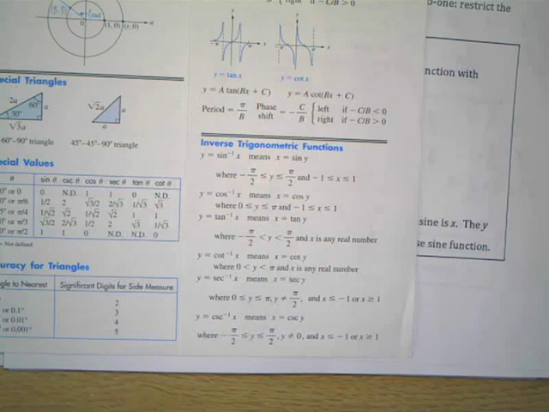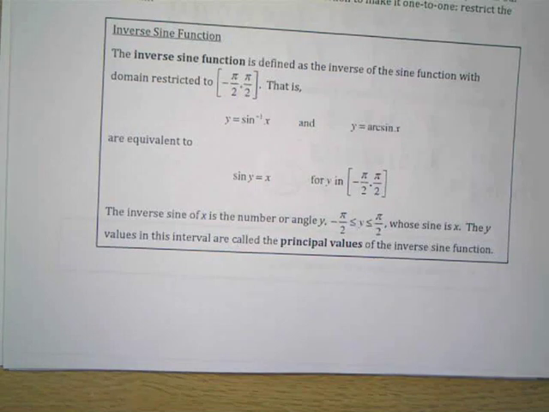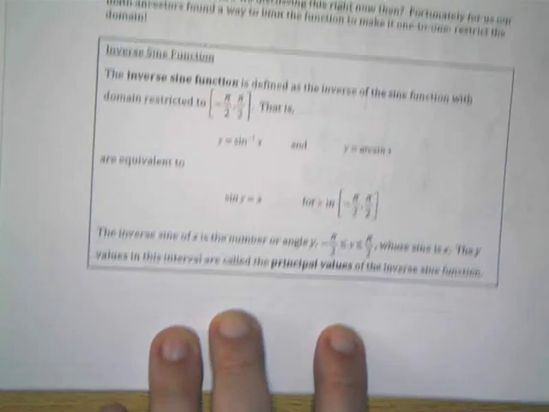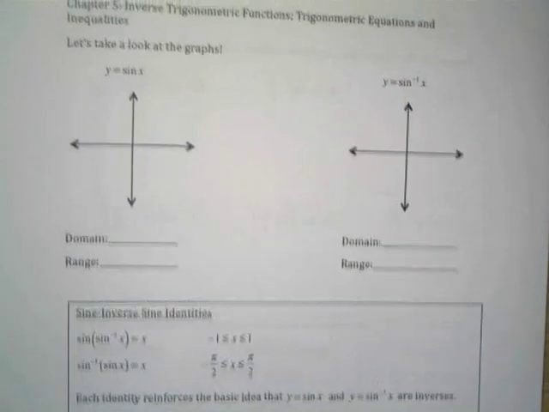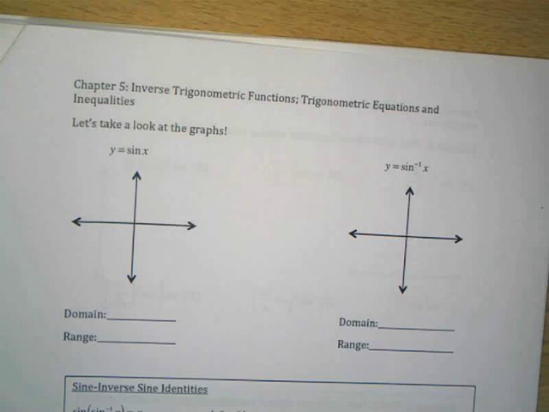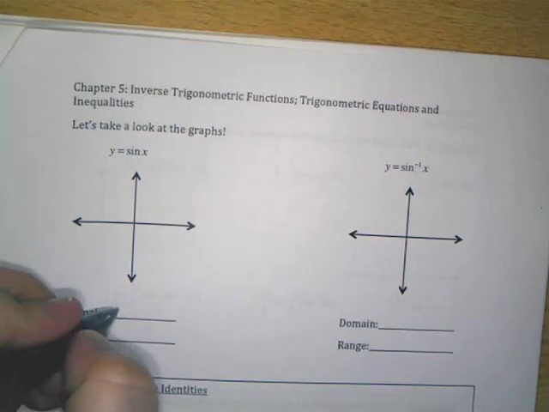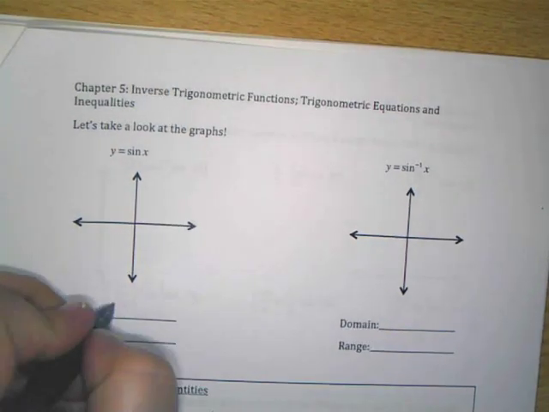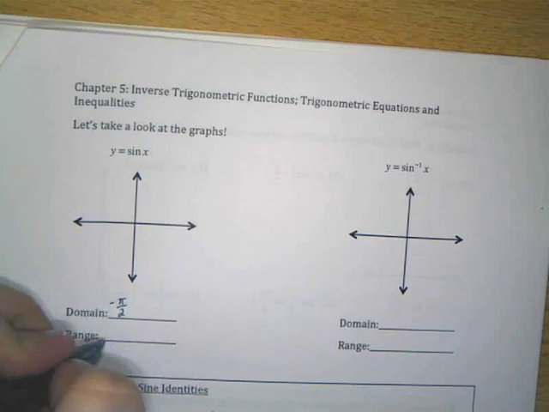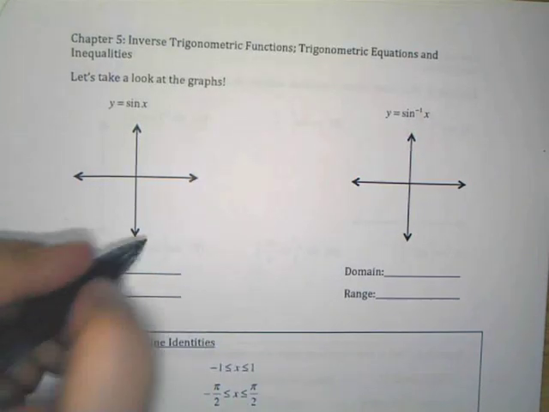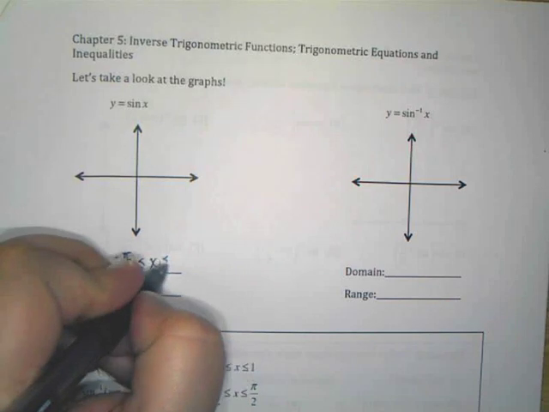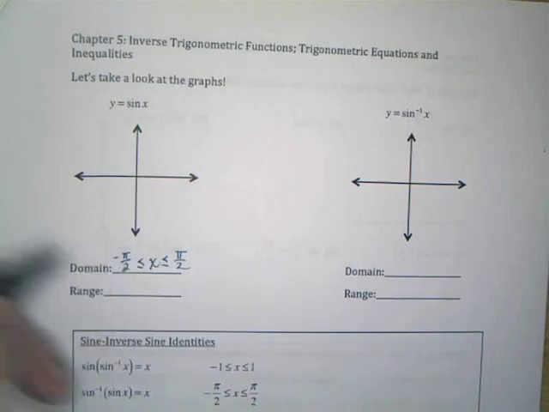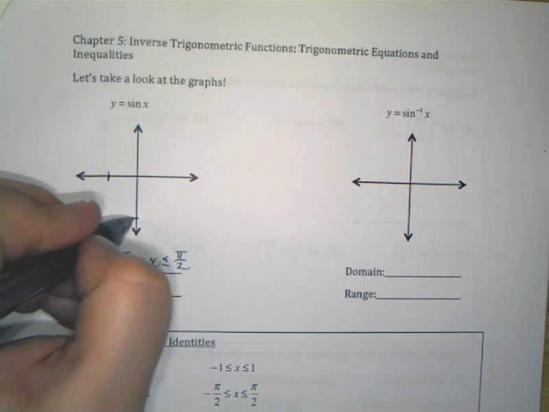So, what's the deal? Okay, let's keep going. This makes more sense when we actually do stuff with it. So let's take a look here. Let's look at some pictures. What we're going to do for the sine wave is limit the domain. We're going to limit it from negative pi over 2 to pi over 2.